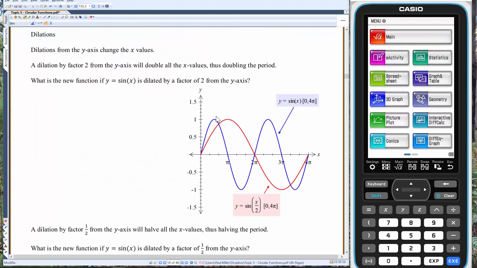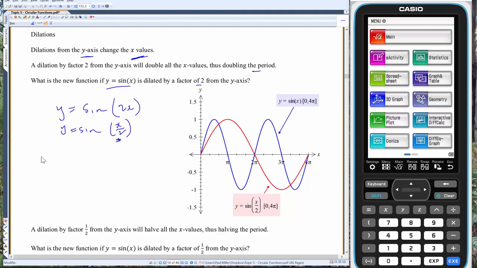All right, so dilations. We know from experience that dilations from the y-axis change the x values. So a dilation by a factor 2 from the y-axis will double all the x values, thus doubling the period. Okay, so if we do this, dilated by a factor of 2 from the y-axis, many of you will be tempted to do this. All right, so double the x values. But recall that the answer is going to be y equals sine x on 2. Okay, so that is the transformation.